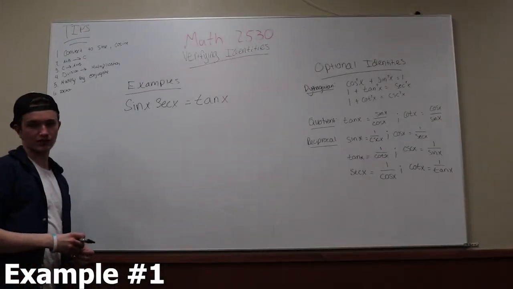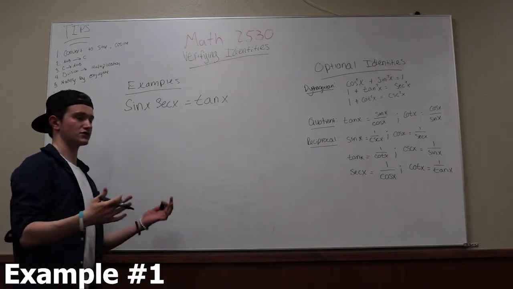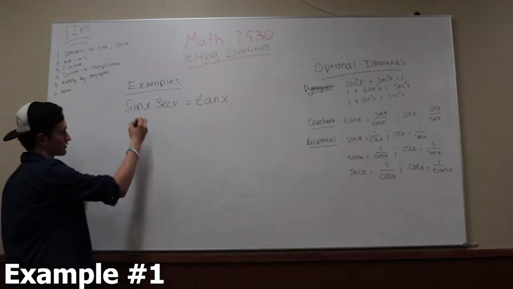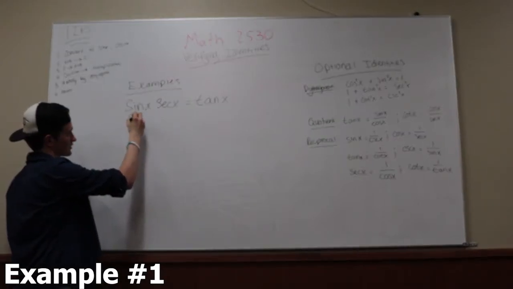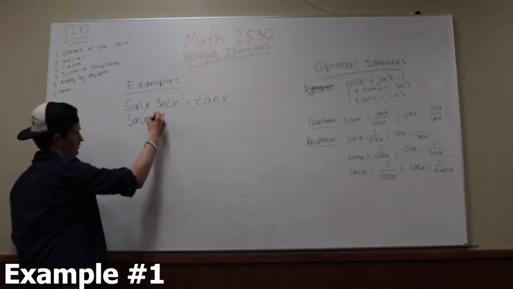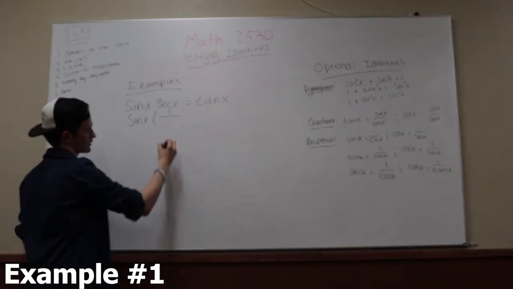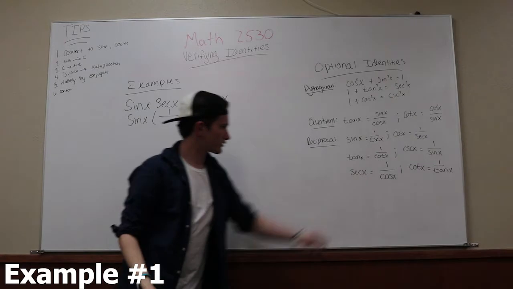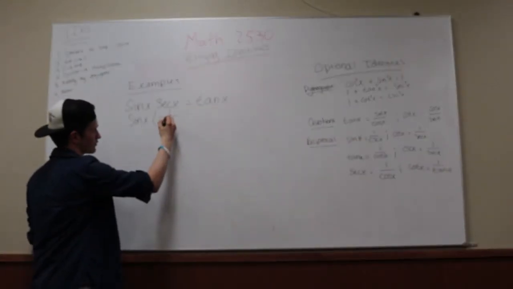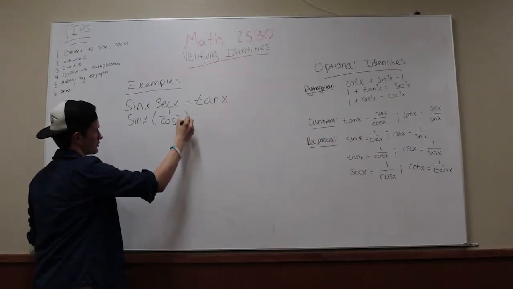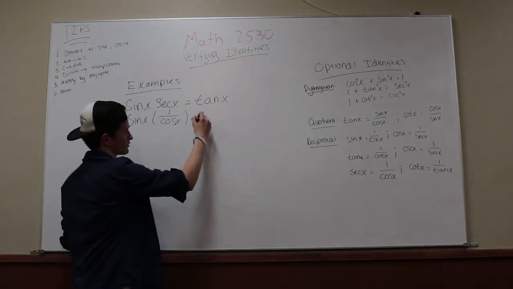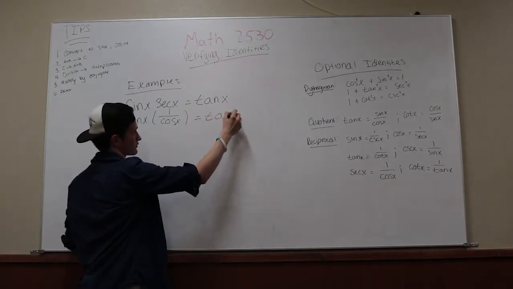And the first thing that we're going to do is convert the secant x into sine, or in this case cosine, because that's what it's associated with. So you're going to keep the sine x, and it's going to look like this. We're going to use the reciprocal identity, so we're going to use this one right here. And it's going to be 1 over cosine of x times sine x. And then this side will stay the same.